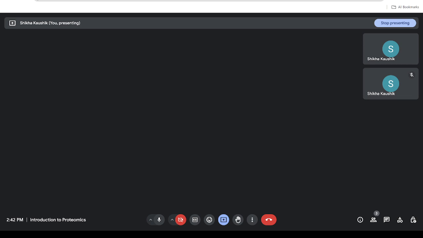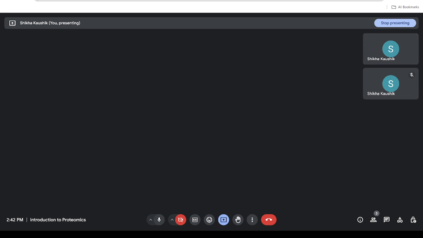Then coming to mass analyzer. So you have different types of analyzers. So one is time of flight. As I've already told you, these ionic entities have different mass to charge ratios, so they have a different time of flight in the tube, and that is what we detect.